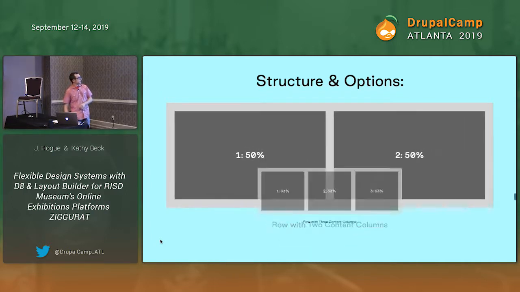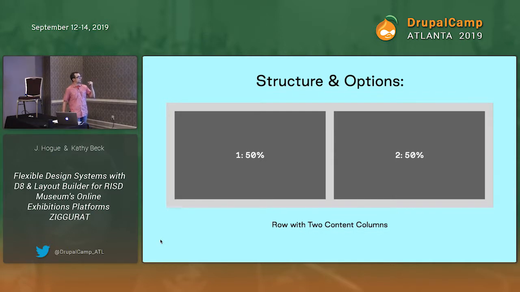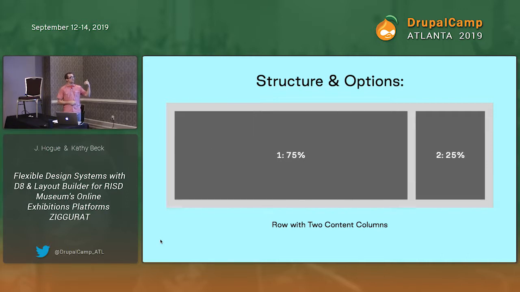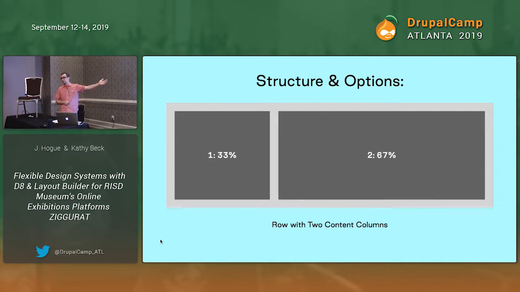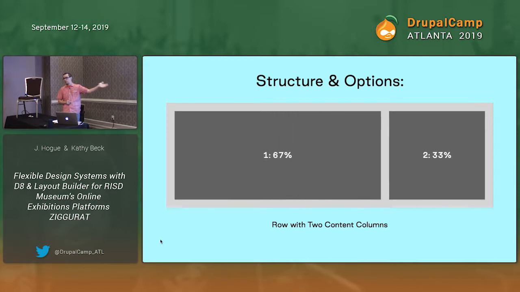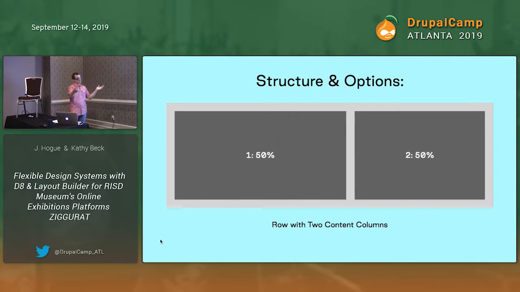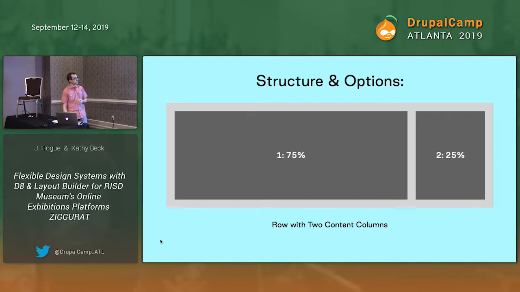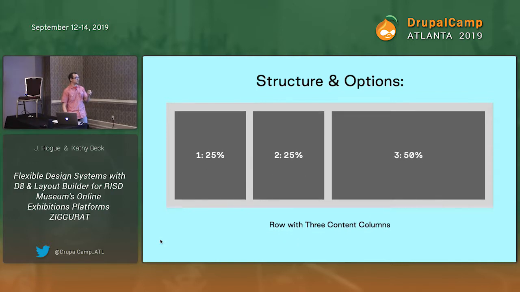We also have two columns, which is pretty obvious too. 50-50 is what you would normally want, but we wanted to make sure there were multiple choices for that as well. So we're showing here how we have 5 different types of 2-column rows. When we get to 3 columns, same thing. We have the 33, 33, 33, or we have combinations of a 50% column around.